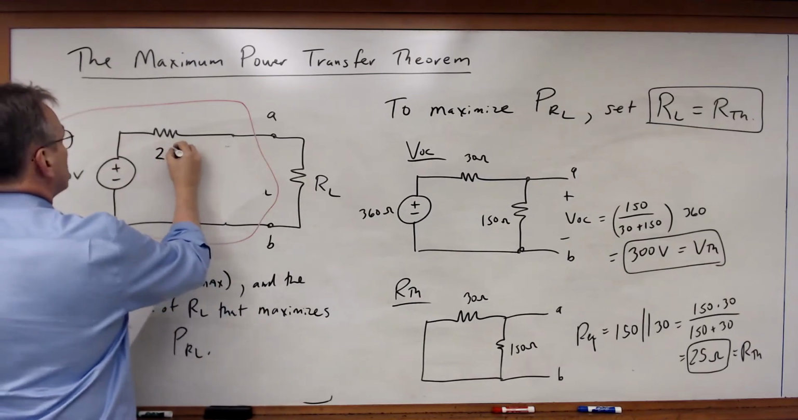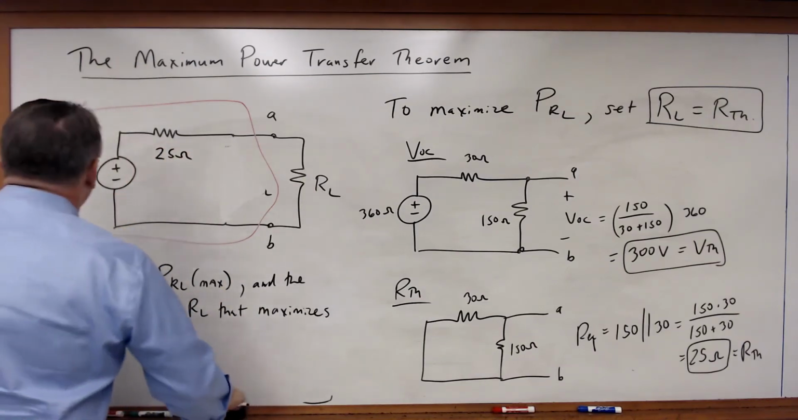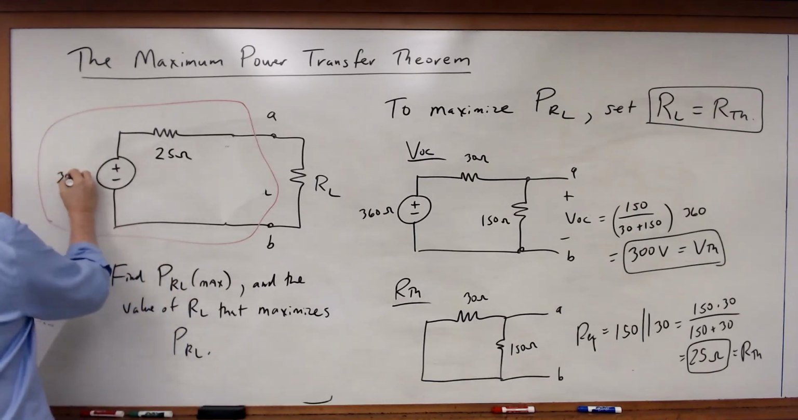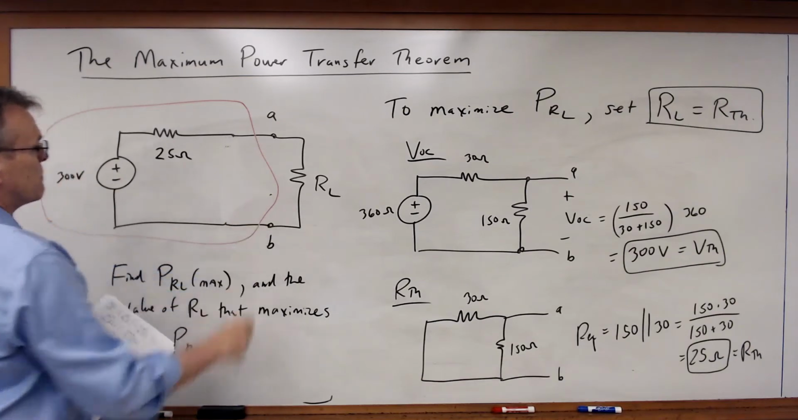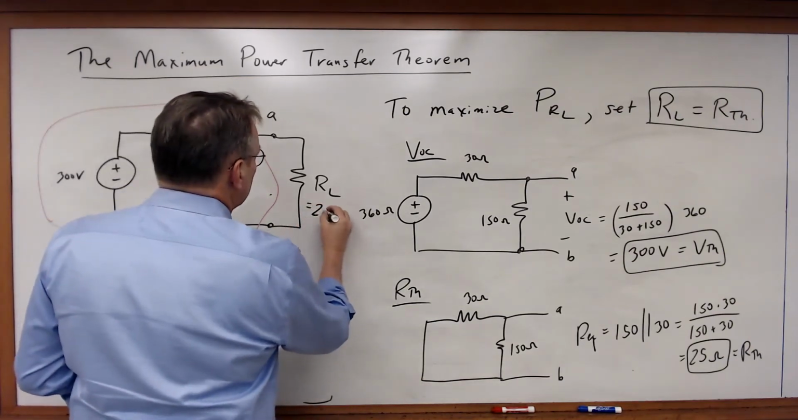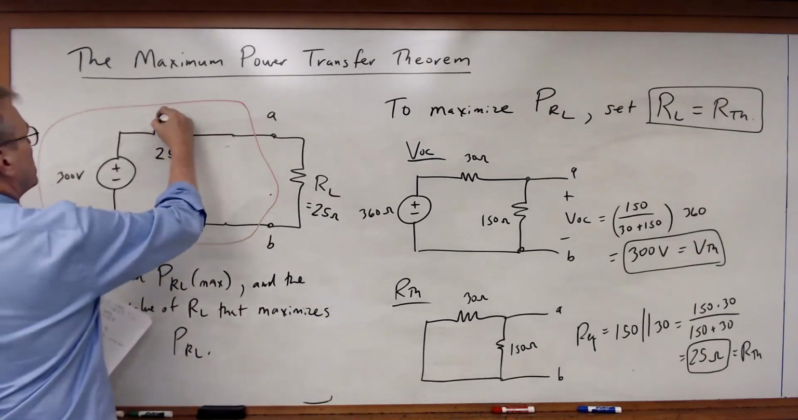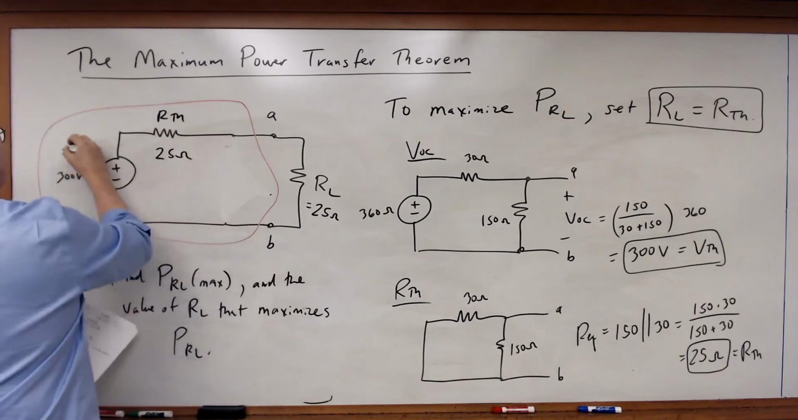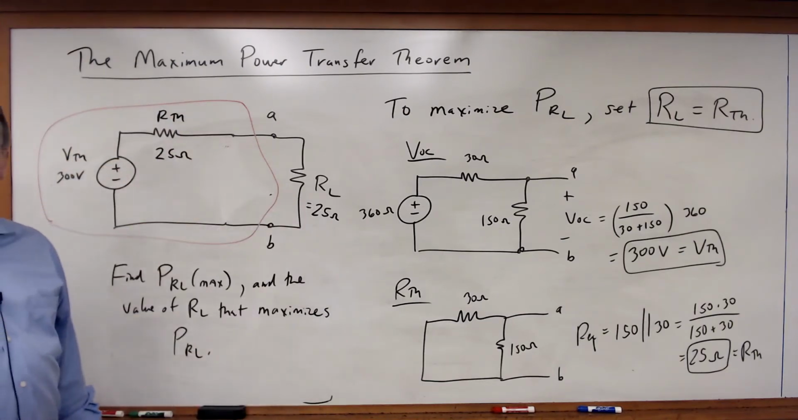This now becomes 25 ohms. And now my Thevenin equivalent voltage is 300 volts. So I've performed the Thevenin substitution for the circuit. And RL must therefore also be equal to 25 ohms. It must be equal to the value of RTH. So my value is 25 ohms.